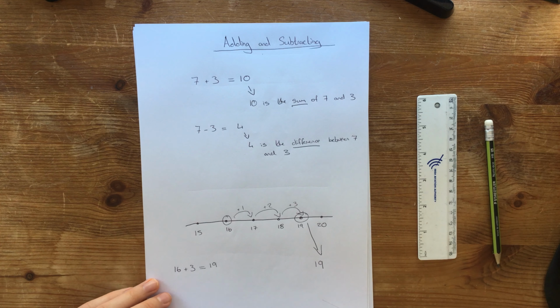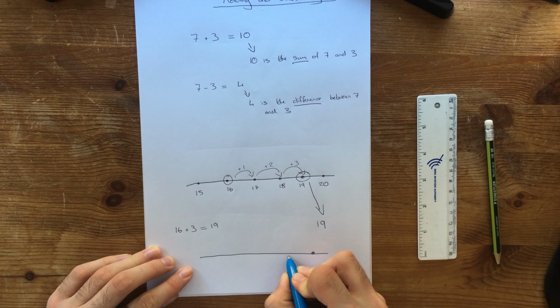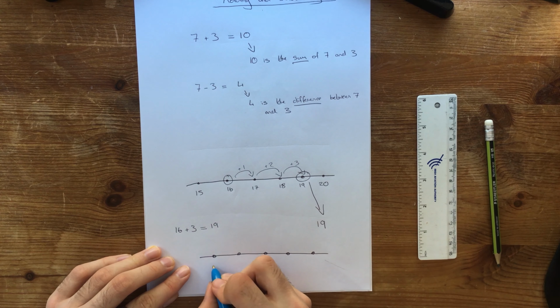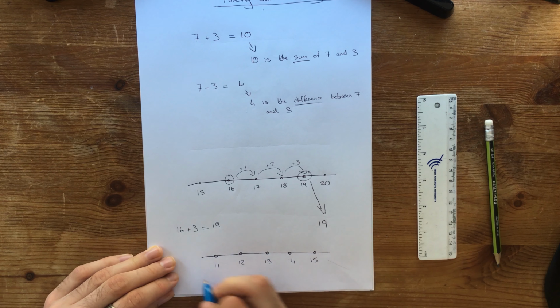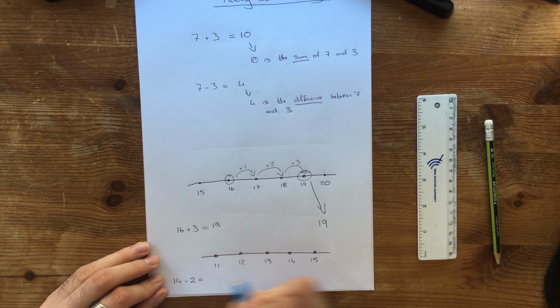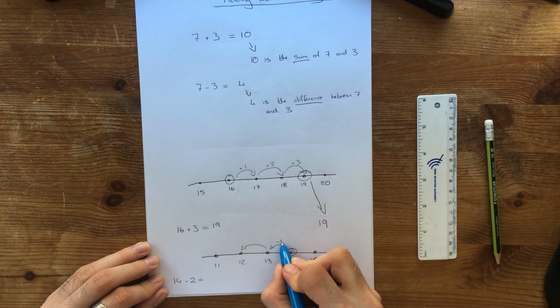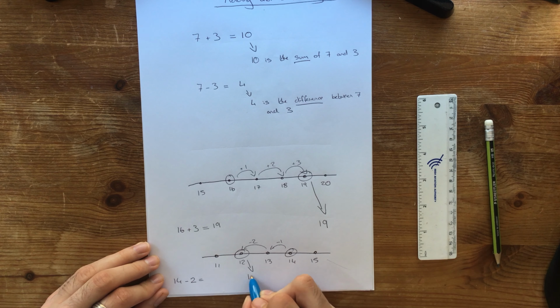So in the same way you can do subtraction, but just backwards. I'll just do another one really quickly. 11, 12, 13, 14, 15. And say we had 14 minus 2. So we go to 14, we go back 1, and we go back 2. So that's minus 1, that's minus 2. We get to 12. So 14 minus 2 is 12.